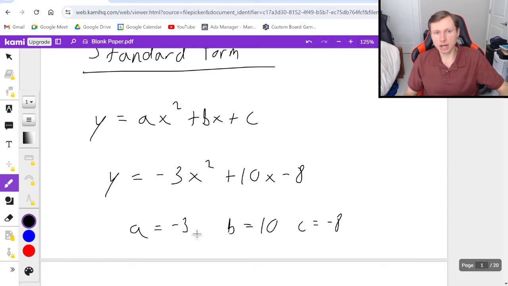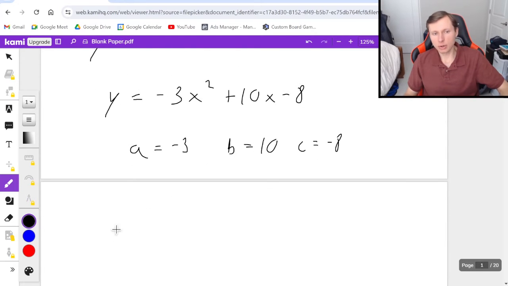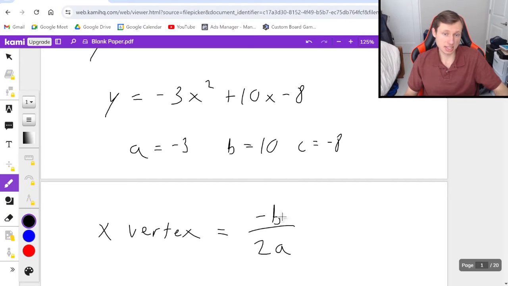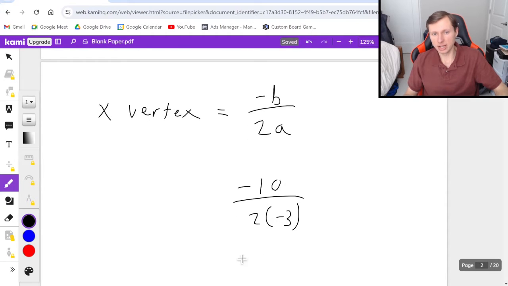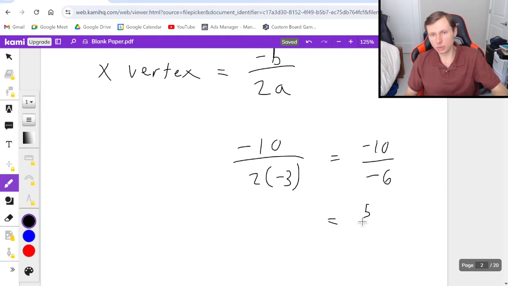Now, some things you can tell from standard form: we can tell the x vertex of a parabola because the formula will always be negative b over 2a. So for instance, in this example, it would be negative 10 divided by 2 times negative 3, which would end up being negative 10 over negative 6, which reduces to 5/3. This is the x vertex.